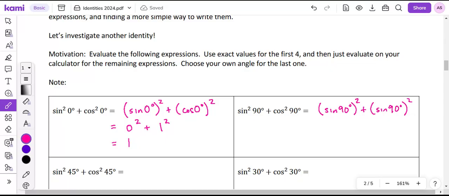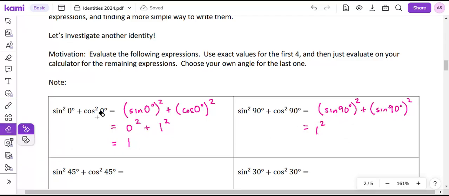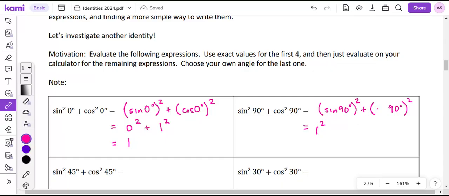The sine of 90 is 1. So we get 1 squared. I wrote sine twice. You guys would copy down 2 plus 2 is 3 if that's what I wrote on the lesson sheet. Okay. Cosine of 90 is 0. And 1 squared plus 0 squared is 1. Well, we got 1 as well.